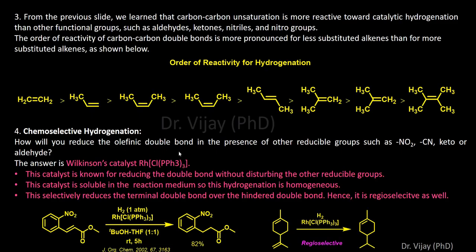Chemoselective hydrogenation. How will you reduce the olefinic double bond in the presence of other reducible groups such as NO2, CN, keto, or aldehyde? The answer is Wilkinson's catalyst, RhCl(PPh3)3. This catalyst is known for reducing the double bond without disturbing the other reducible groups. This catalyst is soluble in the reaction medium, so this hydrogenation is homogeneous. This selectively reduces the terminal double bond over the hindered double bond. Hence, it is regioselective as well.